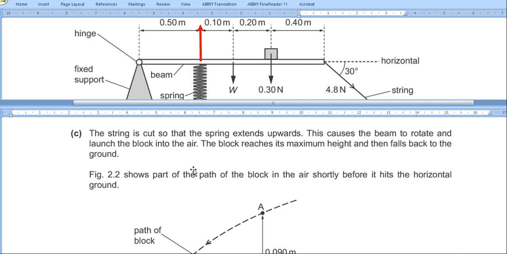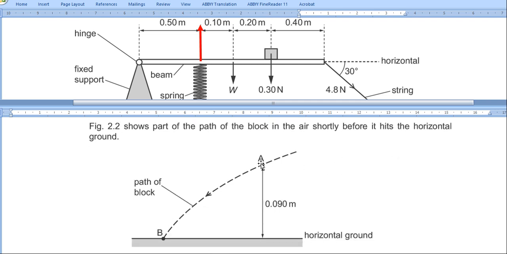The string is cut so that the spring exerts force upwards. This causes the beam to rotate and launch the block into the air. The block reaches the maximum height and then falls back to the ground. Figure 2.2 shows the part of the path of the block in the air shortly after it hits the ground.